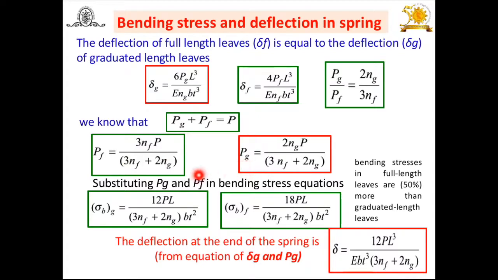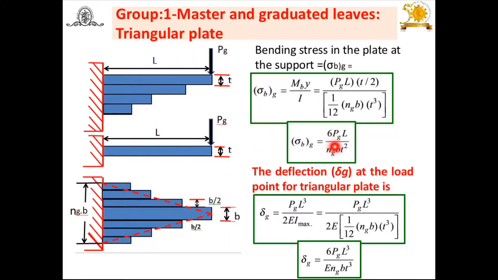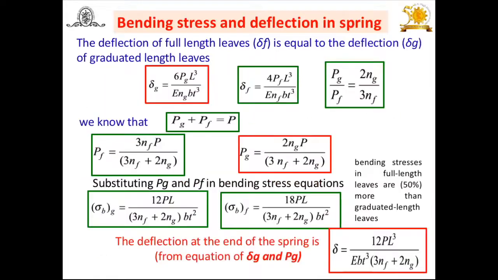Then we have to substitute the values of PG and PF in the bending stress equation. This is sigma BF, the bending stress at the support for the extra full length leaves, and this is 6PGL, for the master and graduated leaves. By substituting these values of PG and PF, you will get the bending stresses for the graduated leaves and for the full length extra leaves.